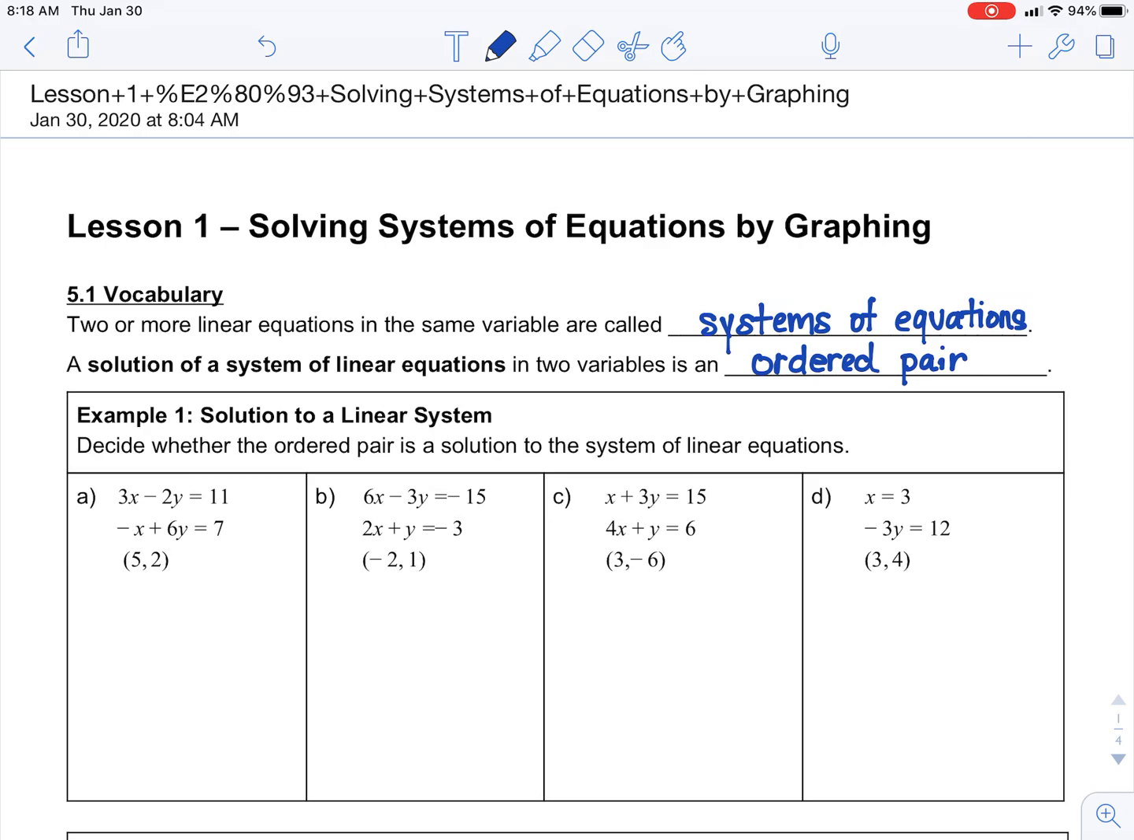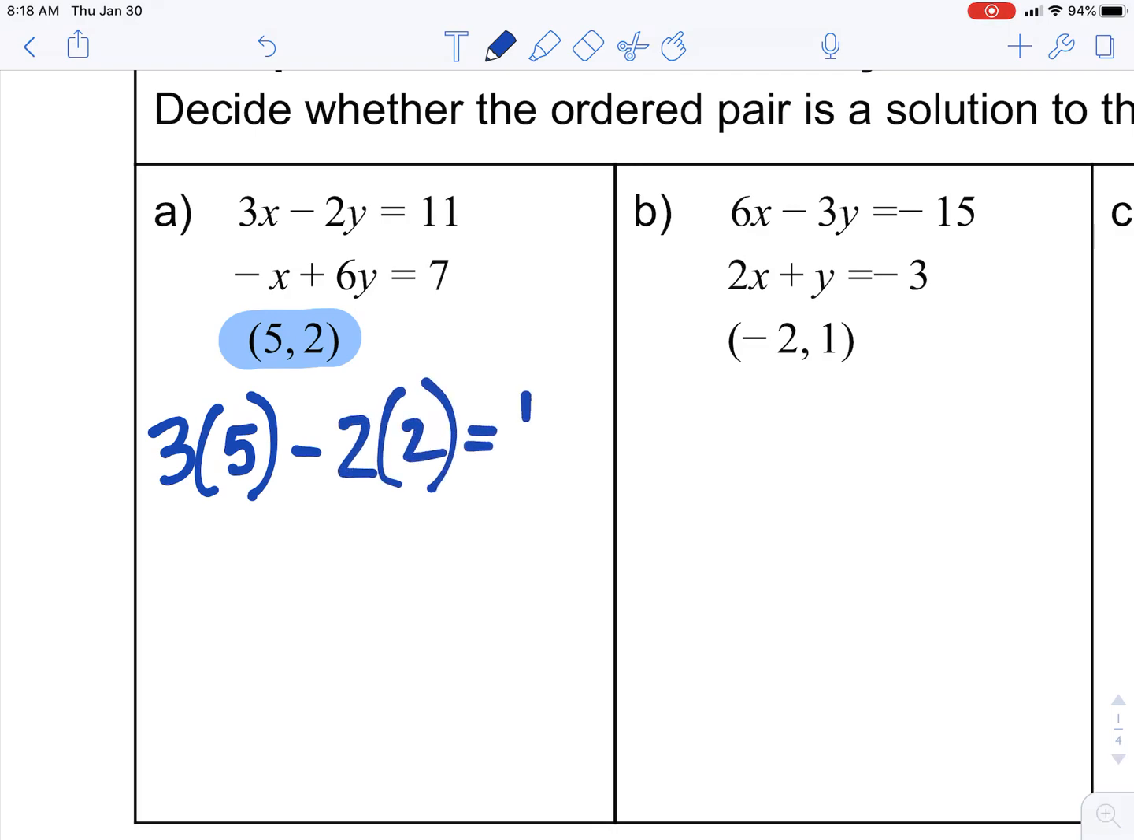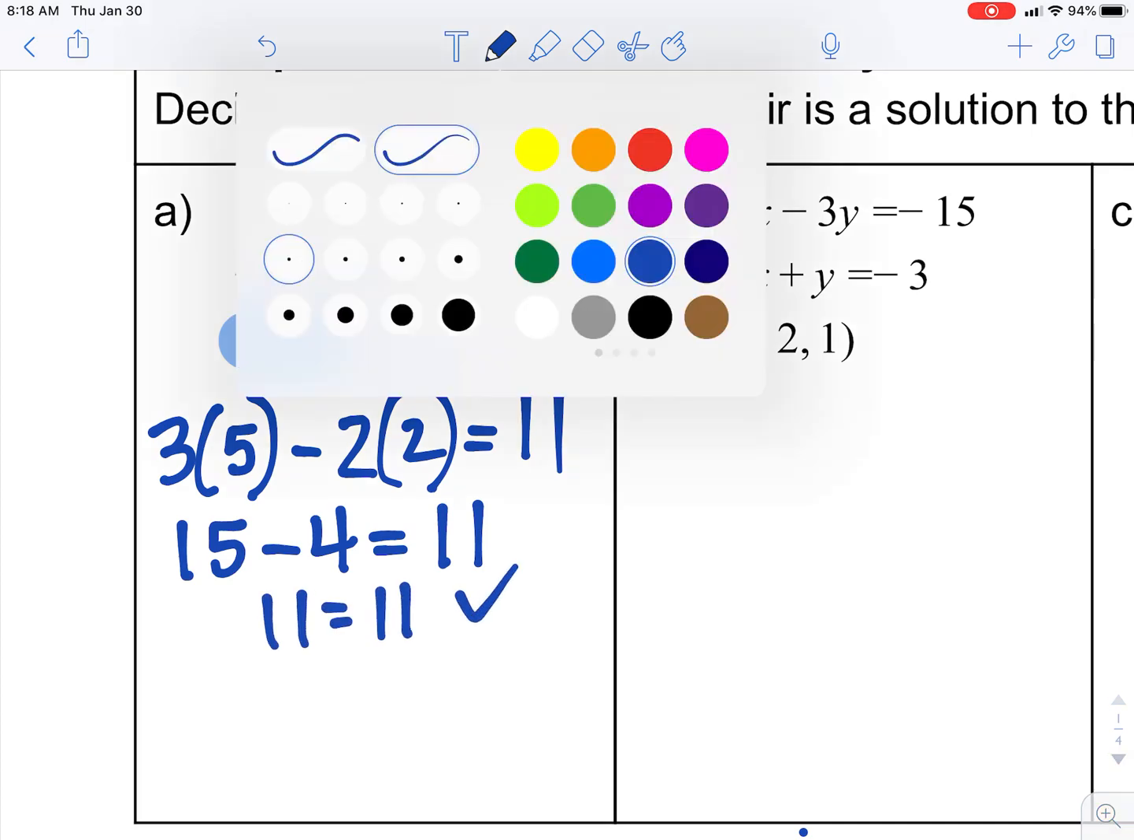So we're going to start by dealing with, is this a solution of the ordered pair? When we take a look at letter A, it's telling us that the solution is 5, 2. So we are going to just substitute in 5, 2 and see if it works in the solution set. For the very first one, we're going to put in 5 for x and 2 for y and see if it comes out equal. So we get 15 minus 4 is 11, 11 is 11. So that first one works.